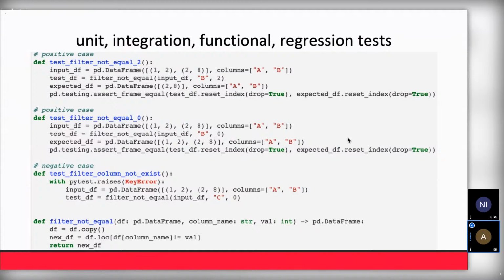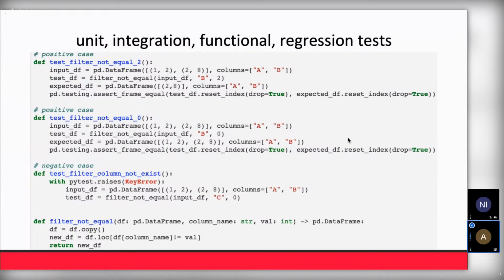Here are just some examples, from one of my workshops, if I'm not mistaken. At the bottom, there is a function that does specific things. This function, by the way, is using type hints. The name of the function is filter_not_equal. Then you define the parameters. The first parameter, df, is a pandas data frame. The second parameter, column name, is a string. Then you have a specific value, and it's an integer. And you want to get a pandas data frame back.